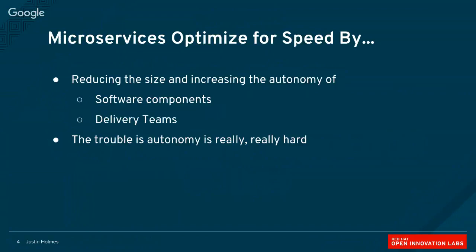The trouble is autonomy is really hard. It's really, really hard. We can certainly break things down into smaller units. Most people conceptually understand how to do that. But enabling software components to be autonomous, to operate independently of other components when they're very small, and to enable teams and the processes that govern those teams, to enable those smaller teams to be autonomous, that's also really hard.